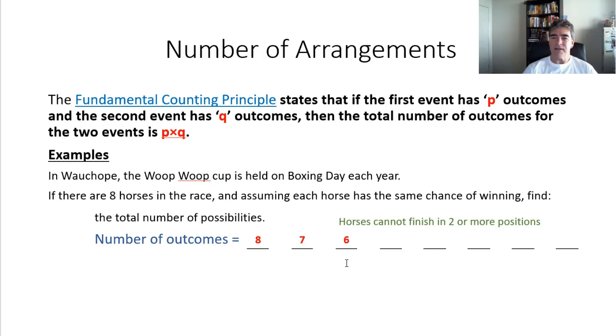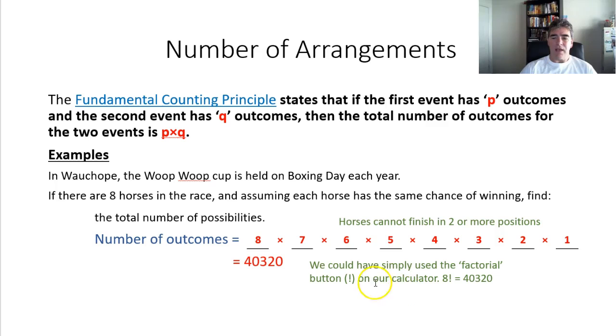So there are 6 ready to fill third, and then 5 for fourth, and so on. So 4 for fifth, 3 for sixth, 2 left for seventh, and then 1 horse obviously has to come last out of those. So now to work out all the possible outcomes, we multiply those together, and we end up with 40,320 different combinations there.